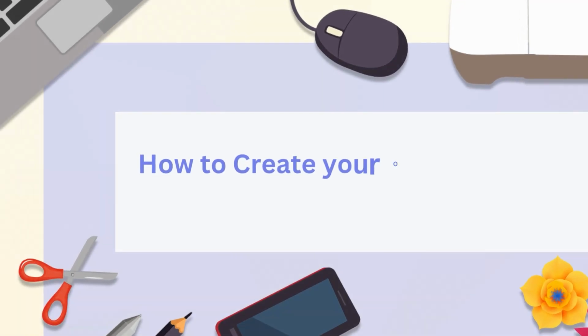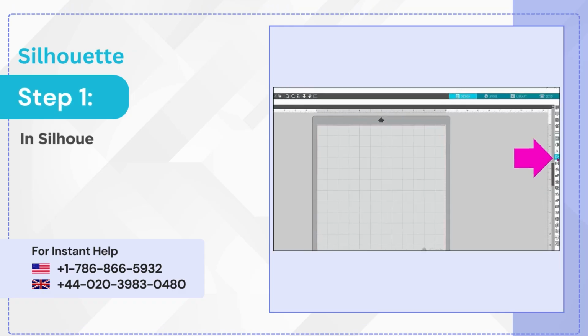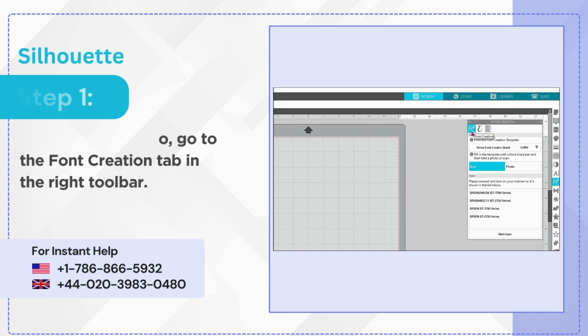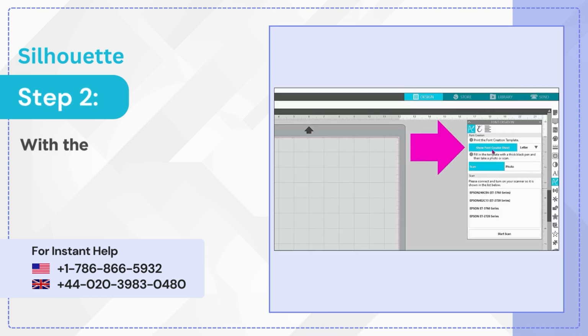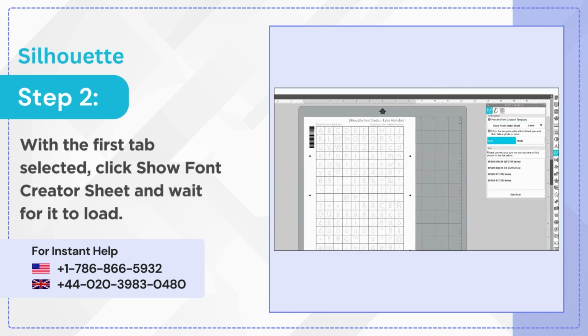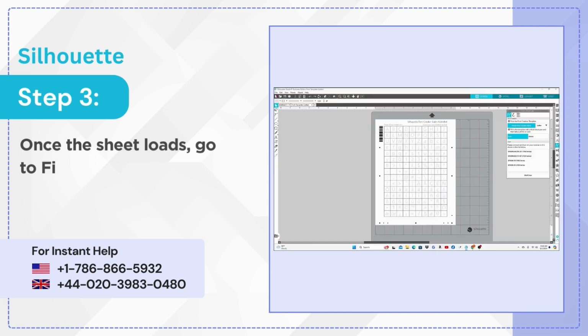How to create your own fonts in Silhouette Studio. Step 1. In Silhouette Studio, go to the Font Creation tab in the right toolbar. Step 2. With the first tab selected, click Show Font Creator Sheet and wait for it to load. Step 3. Once the sheet loads, go to File and click Print.